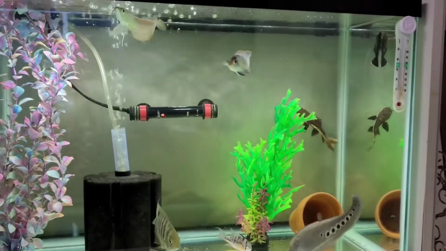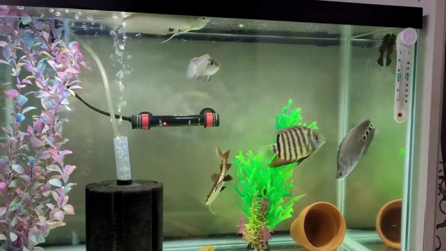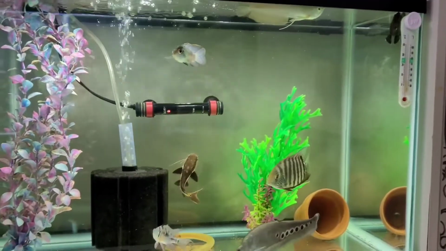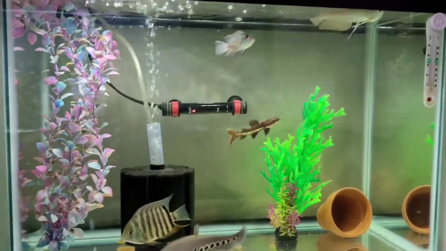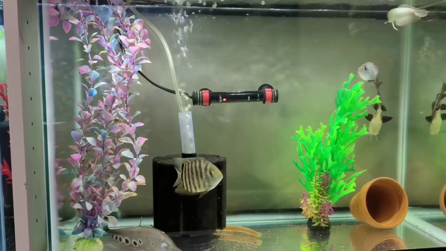Alright, so what I need to do is relocate these guys. They've outgrown this tank, and there's so many of them. So I'm going to put them in another tank, a bigger tank, but then I have another dilemma I have to deal with.